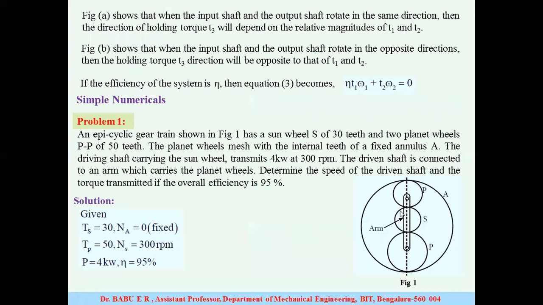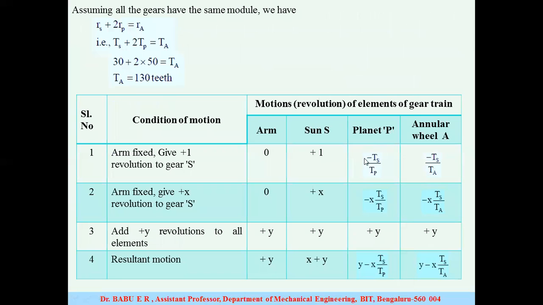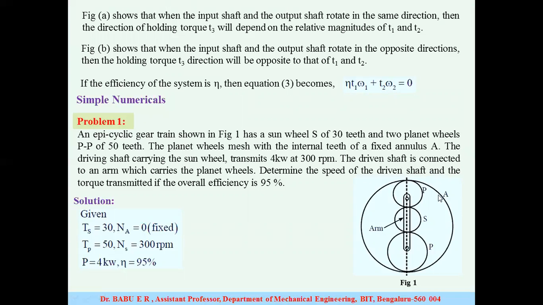Go to the diagram. I am giving plus 1 revolution to the sun gear, and it drives P. So the number of revolutions of P will be Ts by Tp. Looking at the direction, when the sun rotates clockwise, the planet rotates counterclockwise, so it is minus Ts by Tp. Similarly, for the revolutions of gear A, I give plus 1 revolution to the sun gear, this drives P, and P drives A. So it is Ts by Tp into Tp by Ta, and Tp gets cancelled out.